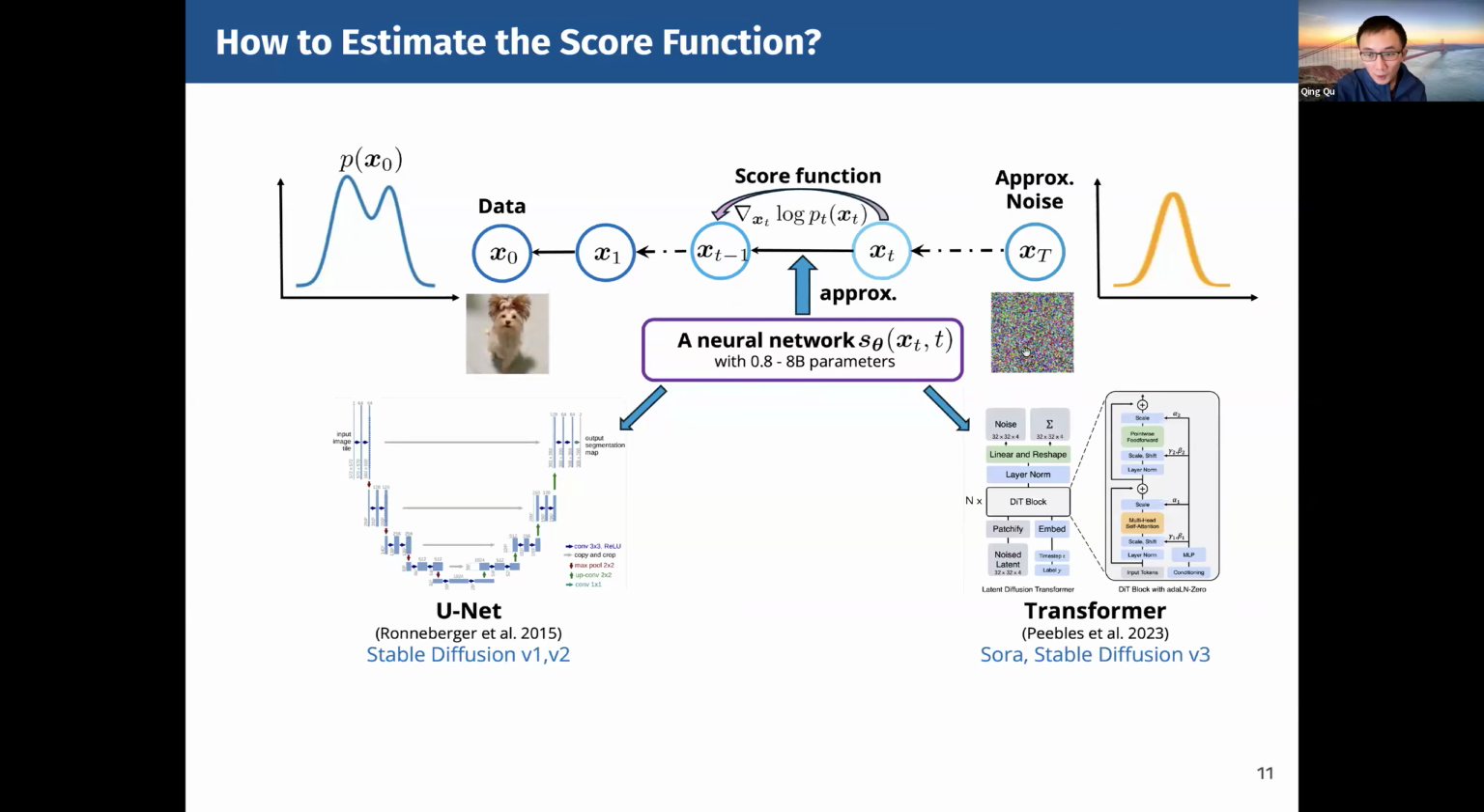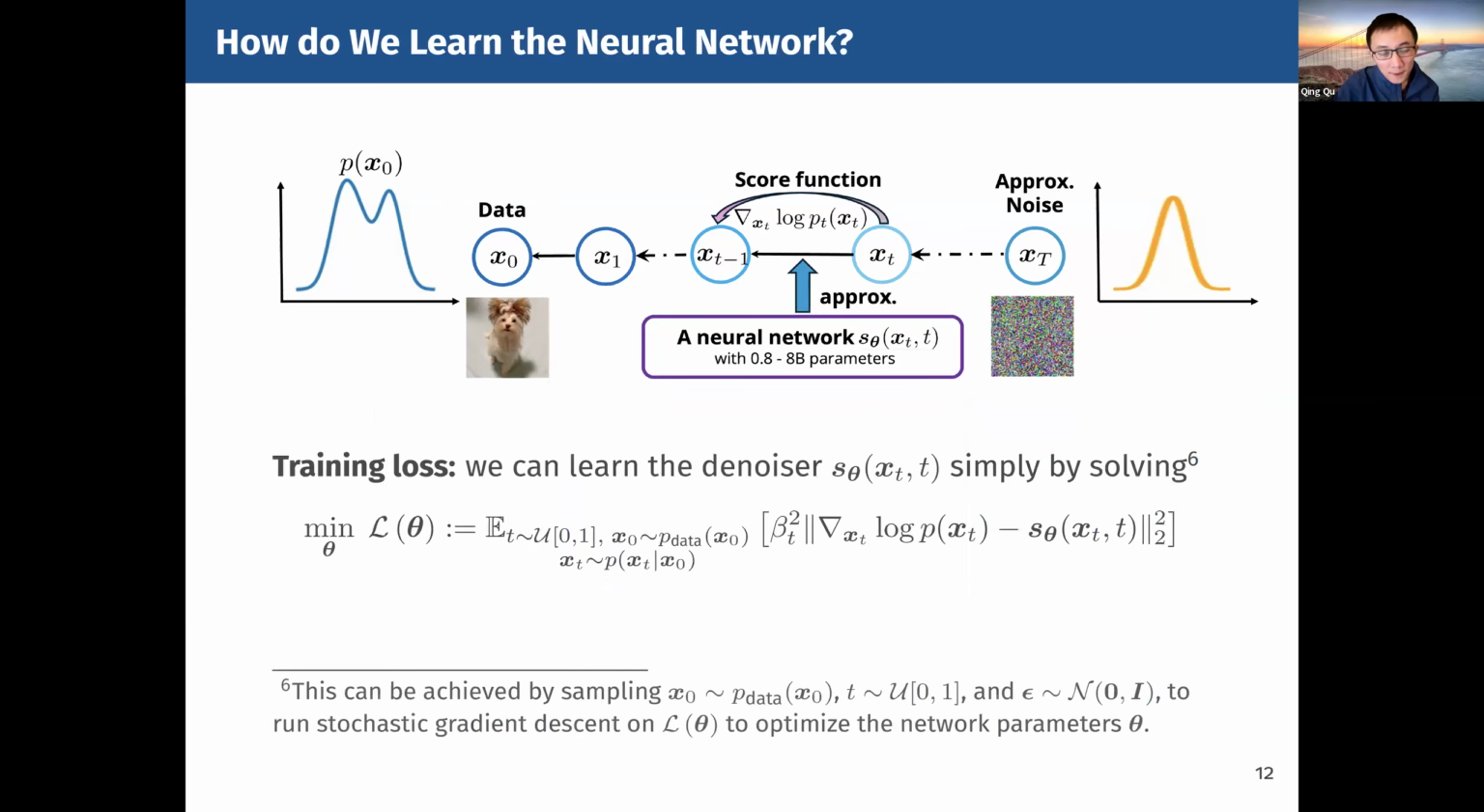More recently, people are shifting to transformer-based models because they believe there's an underlying scaling law behind transformers that makes performance more predictable when scaling the data size and the model parameters. Also, transformers better enable multimodal generation. So this is good, right? We can use neural networks to approximate the score, and once we approximate the score, we can generate by following the backward ODE.